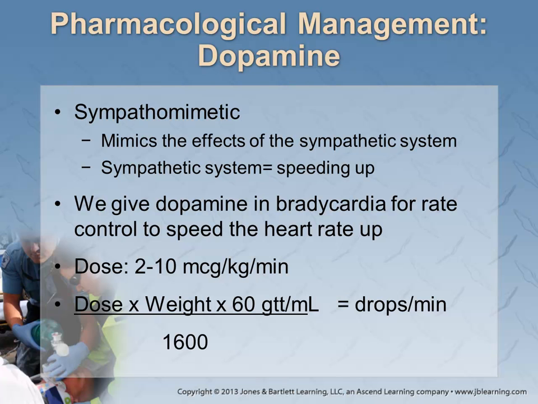Dopamine. It's a sympathomimetic. It mimics the effects of the sympathetic nervous system. The sympathetic nervous system speeds everything up. What are the receptors in the sympathetic nervous system? Starts with an A, ends with ergic. Adrenergic. Those are your what? Your alpha and beta. Alpha 1, alpha 2, beta 1, beta 2. Remember those?